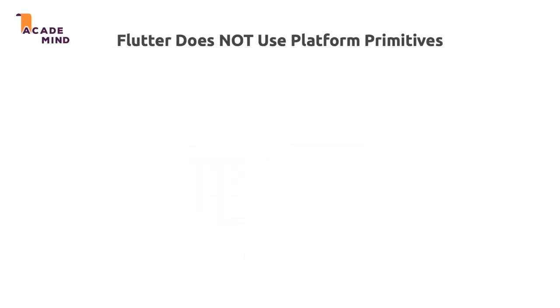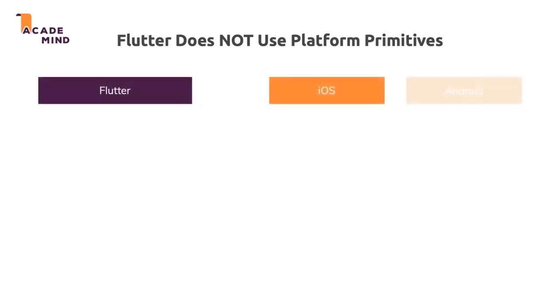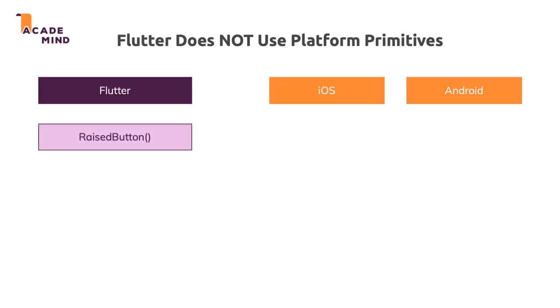Now, in case you worked before with, let's say, React Native, which is kind of an alternative to Flutter, and I'll come back to this in a second, it's important to understand that Flutter does not use platform primitives. Now, what do I mean with that? We're having our Flutter app and we're targeting iOS and Android. Now, if we want to add a button, then in Flutter, with this UI as code approach, we do so by adding a raised button.